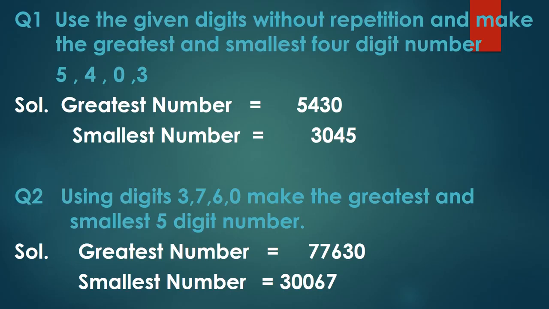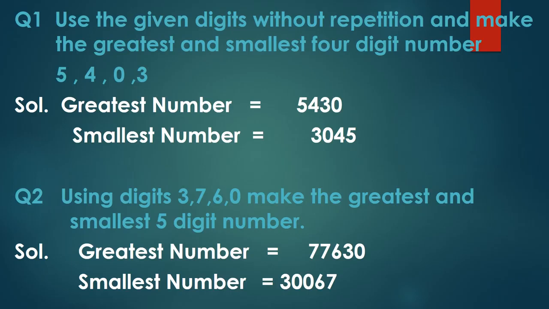Now one more thing can be asked in this question, which is to find the subtraction. Find the difference of the greatest and the smallest 4-digit number, or find the sum of the greatest and the smallest 4-digit number. Accordingly, you can do that also. If the difference is asked, then subtract it. If the sum is asked, then add it.